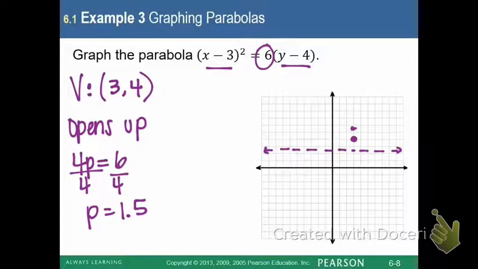And then my last thing is I need 2 more points on my parabola. Since p was 1.5, I'm going to double that to get 3. And so from my focus here, I'm going to go left and right 3 units. And that's going to give me the 2 extra points I need to go ahead and graph my parabola.